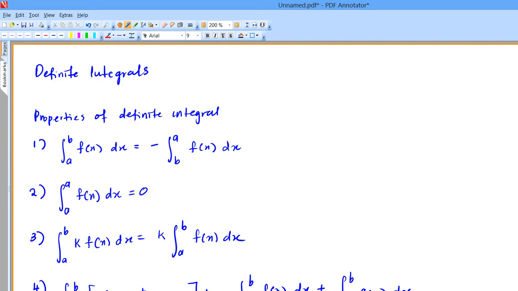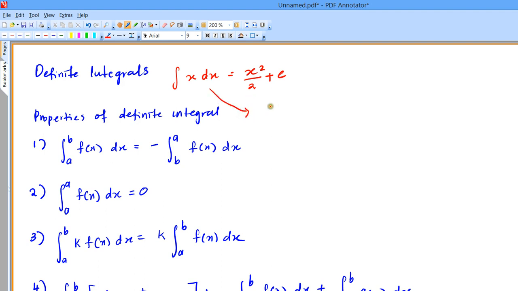Hi student, this video is about definite integral. Okay, definite integral is an integral with upper and lower limits. Usually we have integral of x dx and then solve, equal to x squared over 2 plus c. But if we have a definite integral, we have upper and lower limits.